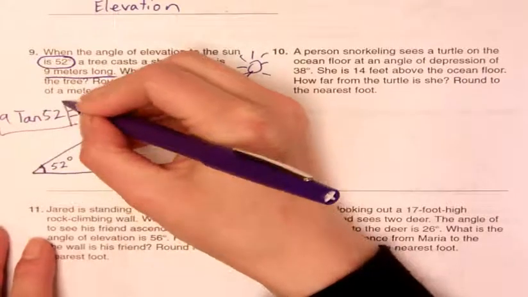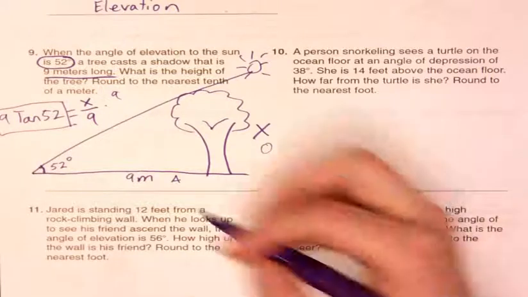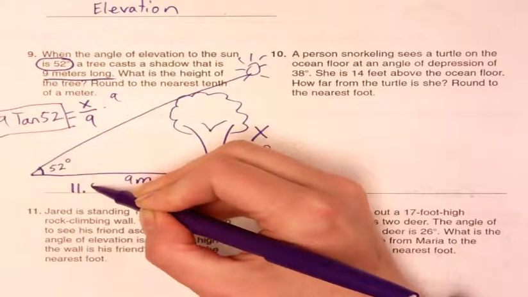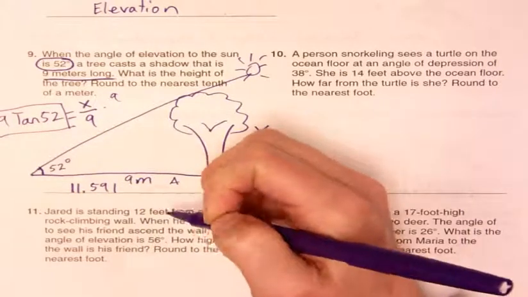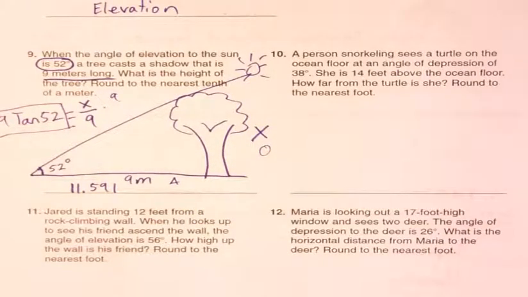So type this in your calculator. What did you get? 11.5. My answer key says 13.34. So is my answer key wrong? It's on degree. Trigonometry is stupid. 11.519. Okay. So if it's 11.519, do we round it up or do we leave it?